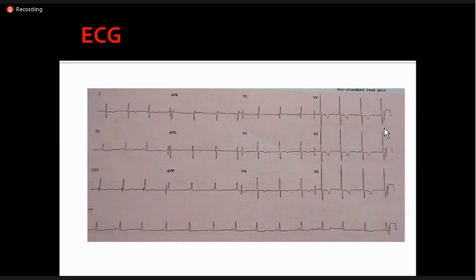Okay, so this is the ECG of that patient. Can you tell me what's going on here? What are the things that may concern you on this ECG?